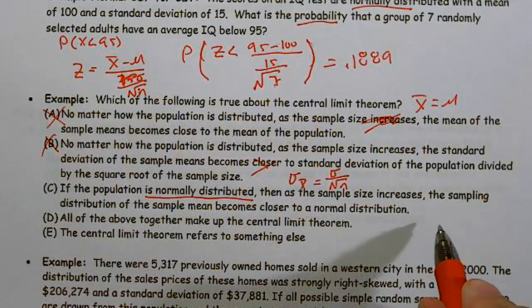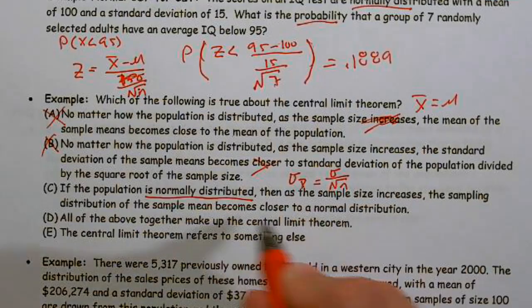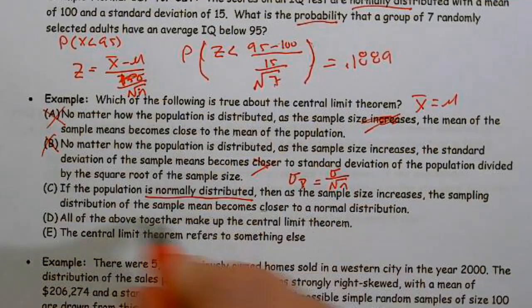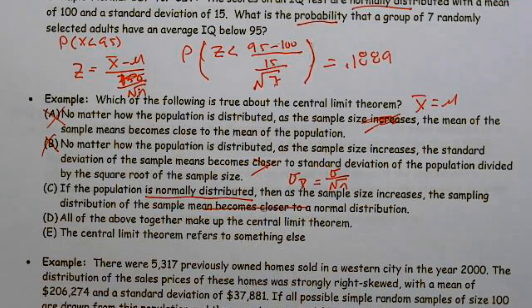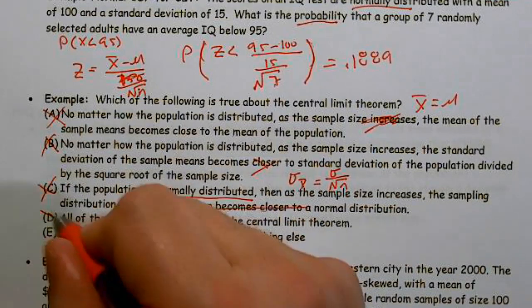The sampling distribution of the sample means equals a normal. All right, it doesn't become closer. The sampling distribution of sample means is normal. If the population is normally distributed, then the sampling distribution of the sample means is normal, regardless of sample size. So this is wrong.